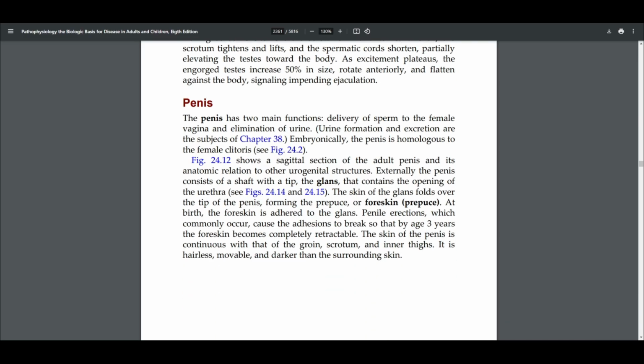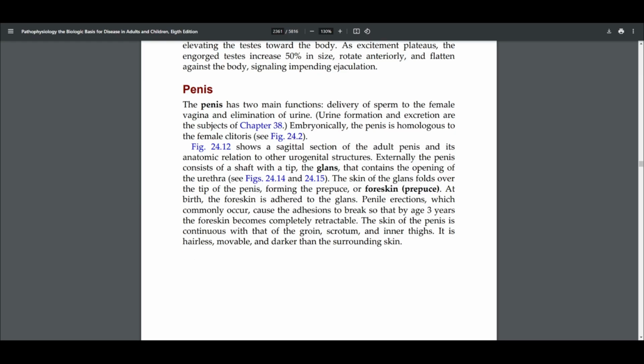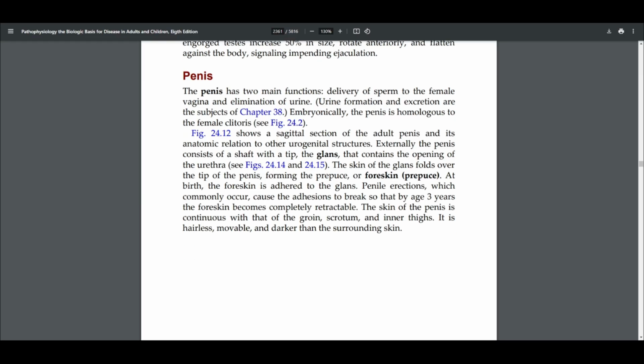The penis. The penis has two main functions: delivery of sperm to the female vagina and elimination of urine. Embryonically, the penis is homologous to the female clitoris. The following figure shows a sagittal section of the adult penis and its anatomic relation to the urogenital structures. Externally, the penis consists of a shaft with a tip, or the glans, that contains the opening of the urethra.